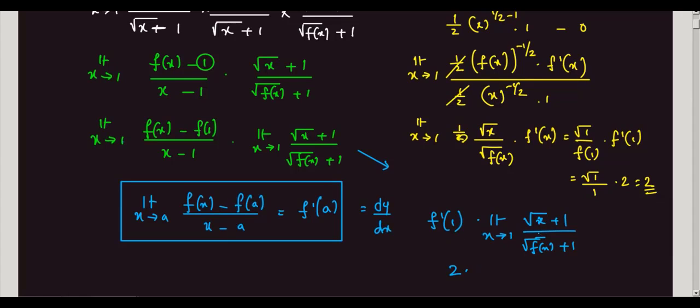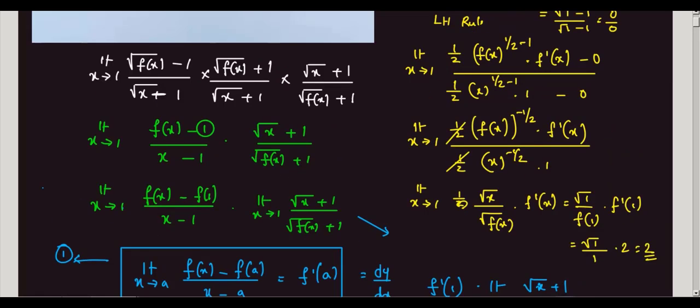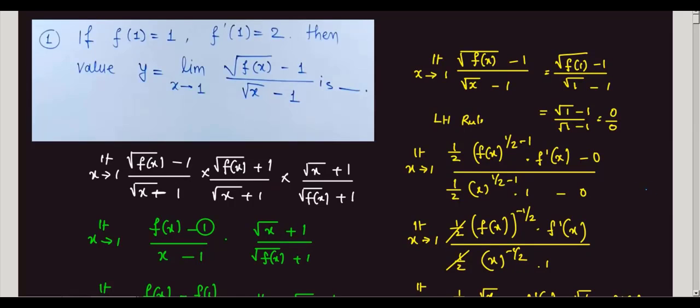Limit x tends to 1, √1 is 1, plus 2. Okay, √f(1) is 1, plus 1 is 2. 2 and 2 cancel. Answer is 2. So, what is the differentiability formula? Limit x tends to a, [f(x) − f(a)] / (x − a) equals f'(a). So, this is the formula. Normal students follow the usual approach, but this is another approach. You can go with it.